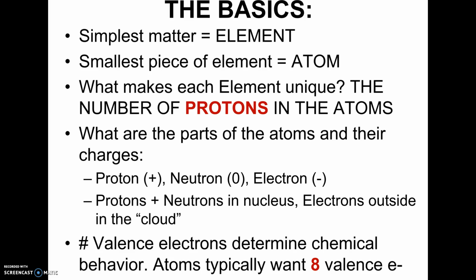Atoms generally want to have 8 valence electrons, which is why your noble gases are typically unreactive. They don't react with each other because they already have 8 valence electrons. Other elements on the periodic table will either gain, lose, or share electrons in order to have 8 in their outer shell.